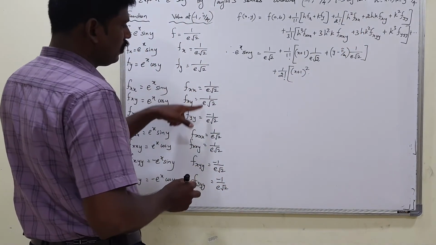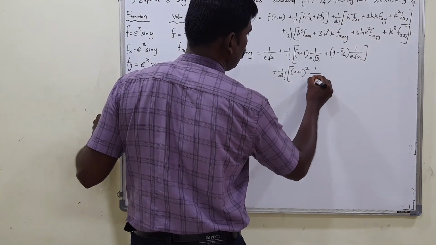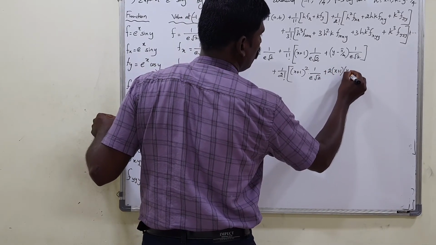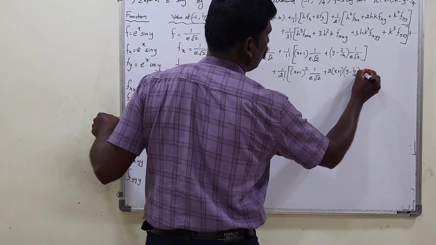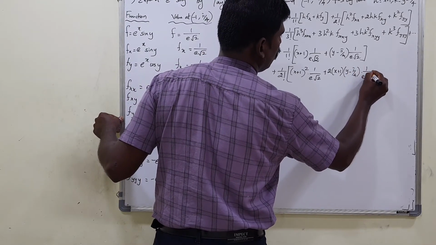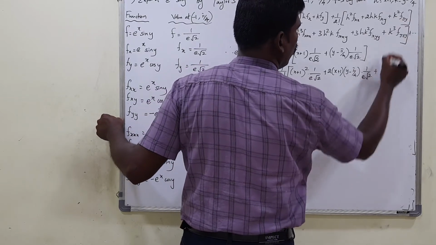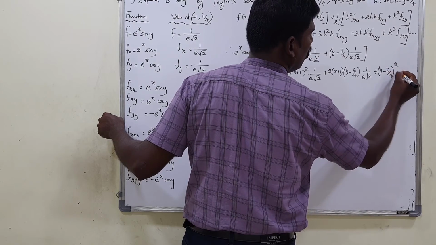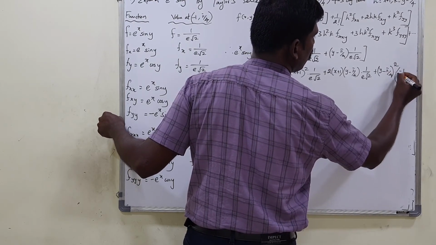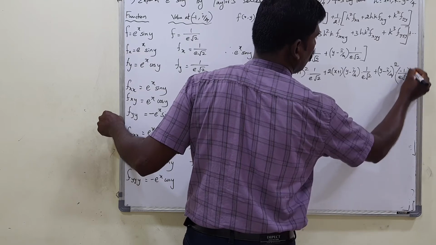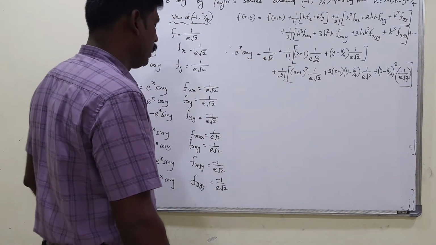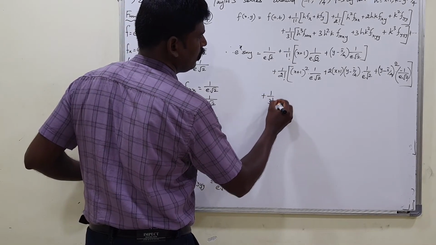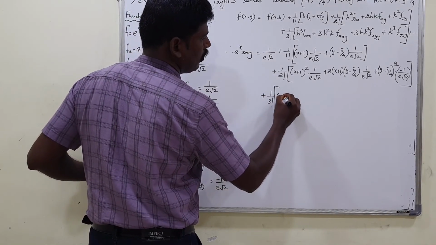What is f double x? The third term alone is minus 1. So 1 by e into root 2 plus 2 into x plus 1 into y minus pi by 4 into 1 by e root 2 plus k square, y minus pi by 4 the whole square into minus 1 by e root 2, isn't it? Right? Minus 1 by e root 2.